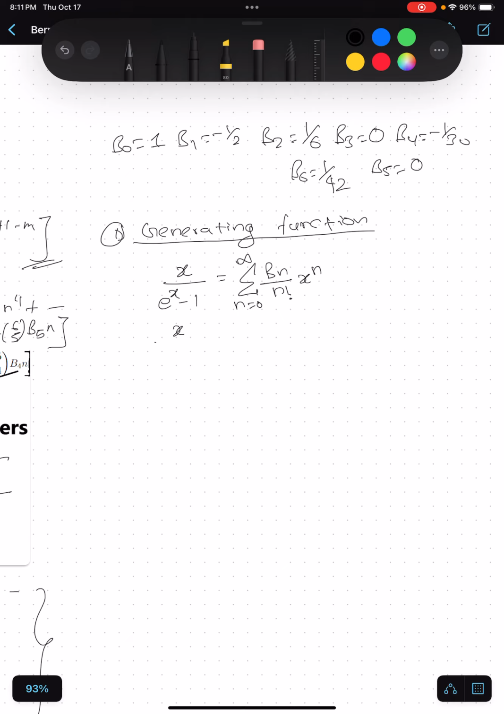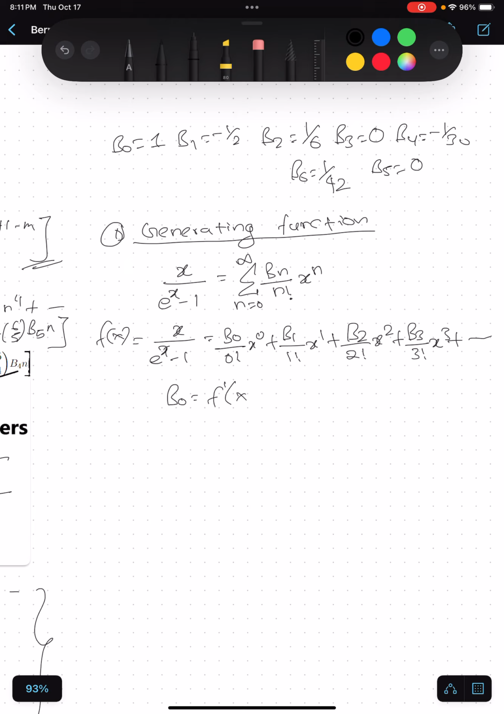Okay, so if we expand this sum, we get B0 by 0 factorial x to the power 0 plus B1 by 1 factorial x to the power 1 plus B2 by 2 factorial x square plus B3 by 3 factorial x cube and so on, right? Now you might have known that, or you can also see it by differentiating, that B0 is actually the function evaluated at 0, right? It's not a derivative, it's the original function.